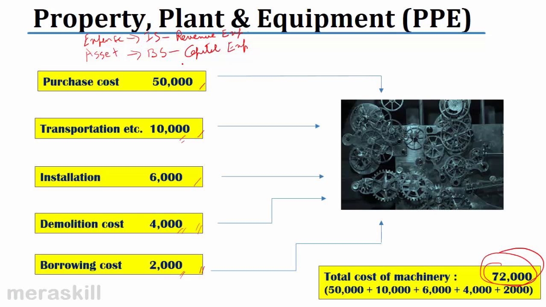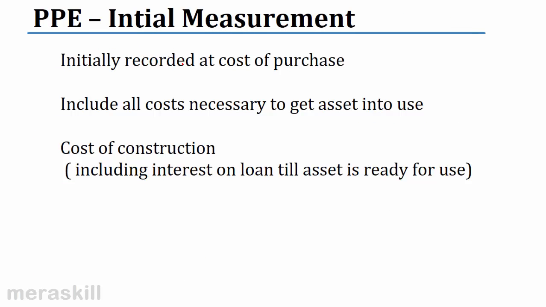Okay. So let us just understand the definition of this now. Whenever there is an initial measurement of property, plant and equipment, it is recorded at the cost of purchase and includes all costs necessary to get the asset ready for use. It includes the cost of construction and interest on loan till the asset is ready for use. Clear? Very clear?